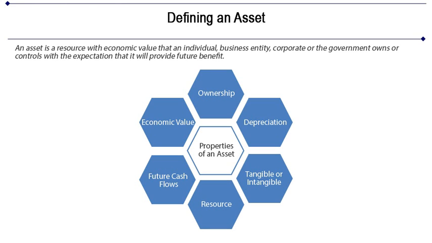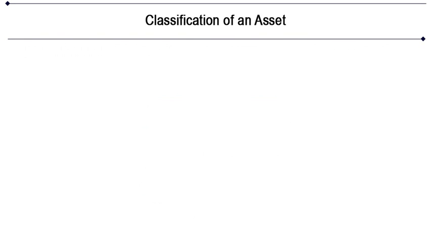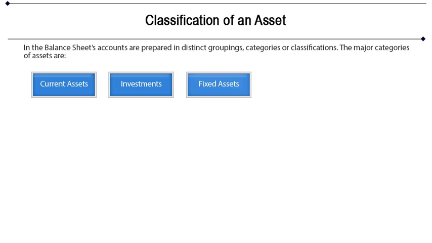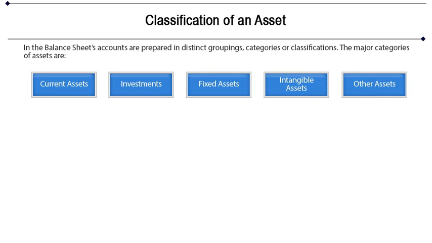Resource. A resource is a source from which benefit is produced. An asset is a resource. For example, farmland is a resource. For accounting purposes, an asset is a balance sheet item and part of the accounting equation. Asset equals liabilities plus owner's equity. In the balance sheet, accounts are prepared in distinct groupings, categories, or classification. The major categories of assets are current assets, investments, fixed assets, intangible assets, and other assets.